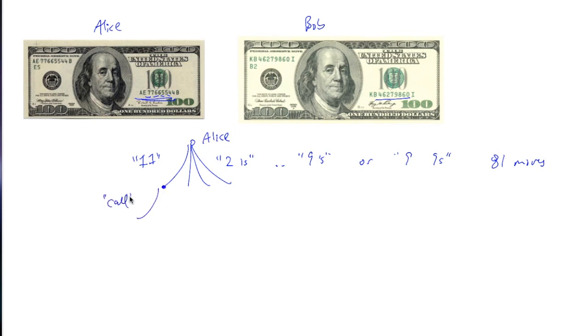In the second step, Bob has to either call. Bob can say, no, I don't believe that you have 1 1. Please show it to me. Or Bob can raise. So Bob can say, no, I have 2 1s, or I have 3 1s, or I have 9 9s. So at each of these particular moments, for example at this one, Bob has 81 possible moves. But at the extreme end, when Alice says she has 9 9s, all Bob can do is call. And so Bob only has 1 move here.